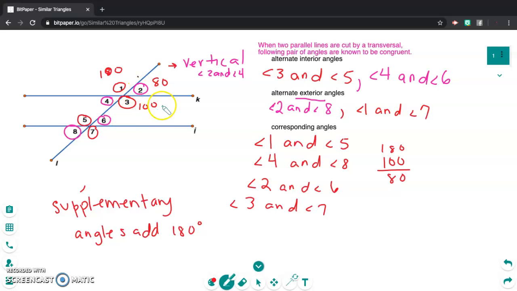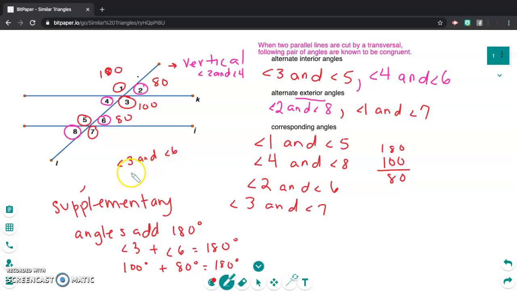Well, we know that angles 2 and 6 are corresponding, meaning that those angles are congruent. So angle 2 is equal to 80, but also angle 6 is equal to 80. Well, when we talk about supplementary angles, we're talking about those consecutive interior angles. So angle 3 plus angle 6 should equal 180 degrees. Angle 3 is equal to 100 degrees plus angle 6 is equal to 80, which gives us 180 degrees. So angles 3 and 6 are called consecutive interior angles, which are considered supplementary.